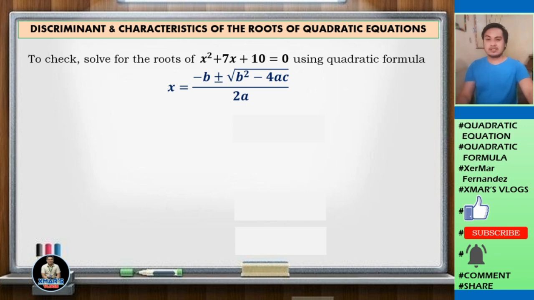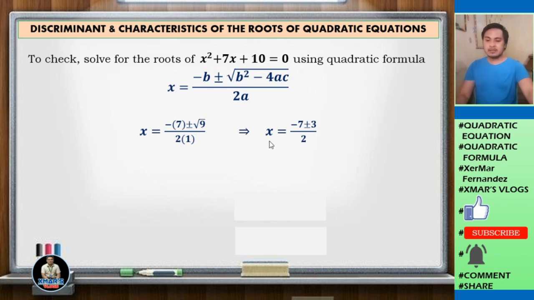And we will just substitute the values of a, b, and the value of the discriminant. So we have x equals negative 1 times 7. So the value of b is 7. And the value of the discriminant is 9. So we have plus minus square root of 9 all over 2 times 1 since the value of a is 1. Next, we have to simplify. So negative 1 times 7 is negative 7. Plus minus the square root of 9 is 3 all over 2.